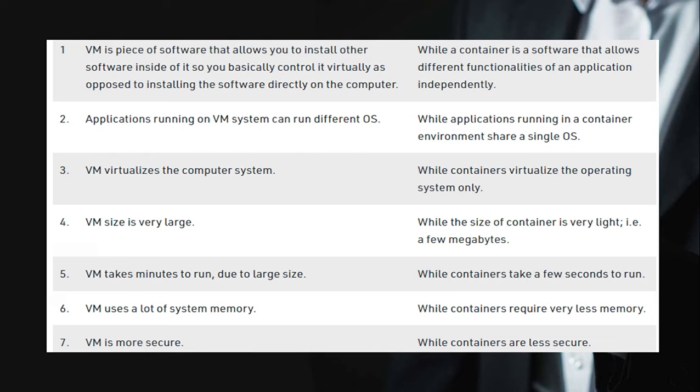VM size is very large, while the size of a container is very light, just a few megabytes only. A VM takes minutes to run due to its larger size, while containers take a few seconds to run. A VM uses a lot of system memory, while containers require much less memory. A VM is more secure, while containers are less secure.